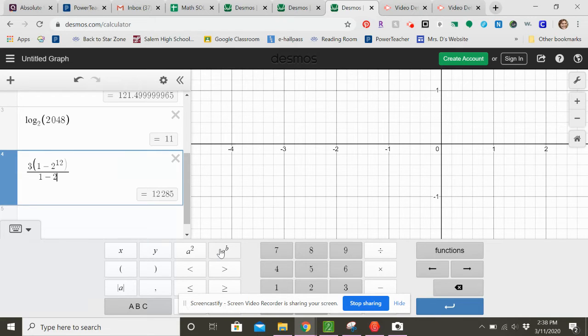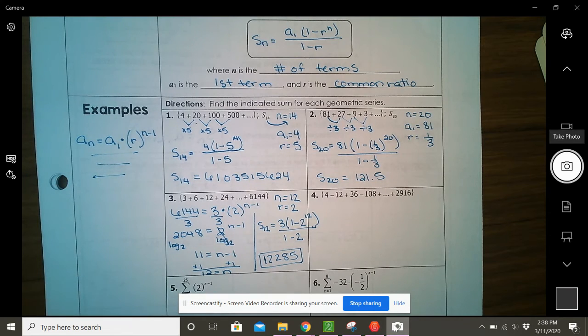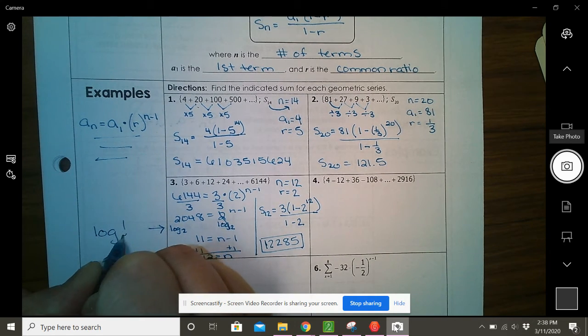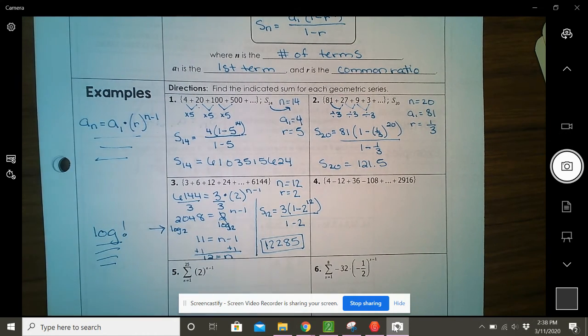Now guys, I think the trickiest part of this problem for sure is solving for n, especially this logarithm right here. If you need any help with that part, come see me. I'll be happy to help you work out how to solve for n.